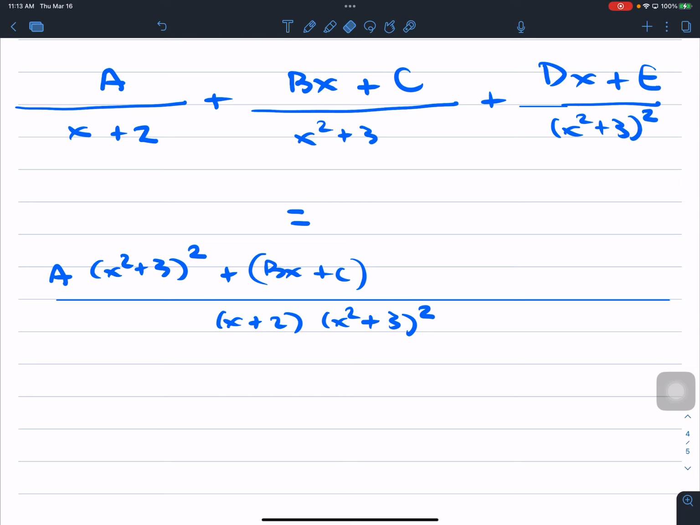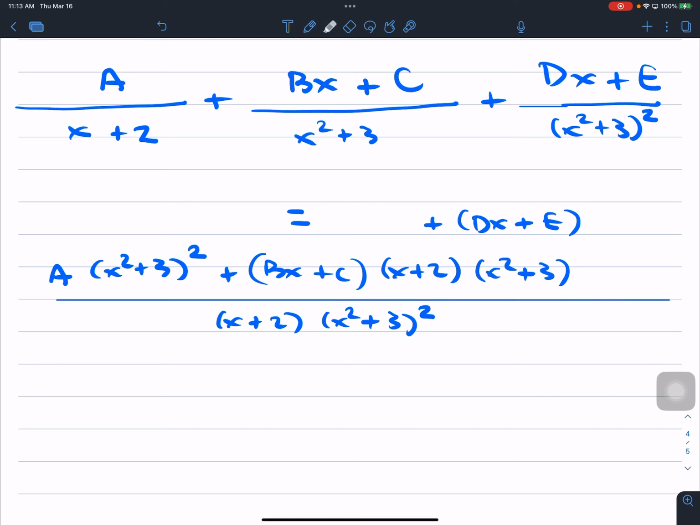And what do you guys see now? What is this? That's an x squared plus 3. So you're going to write this as what? x plus 2 times an x squared plus 3, plus dx plus e.